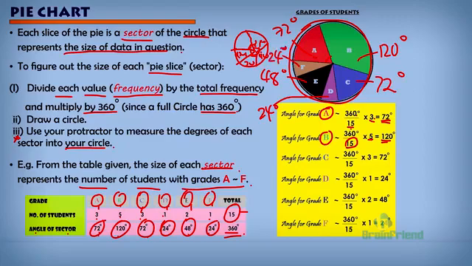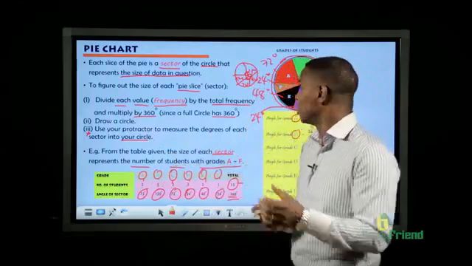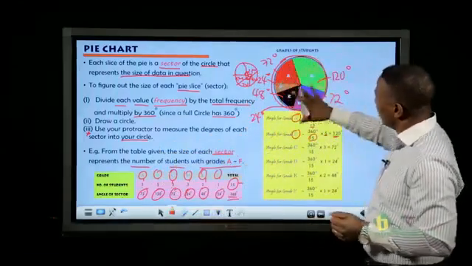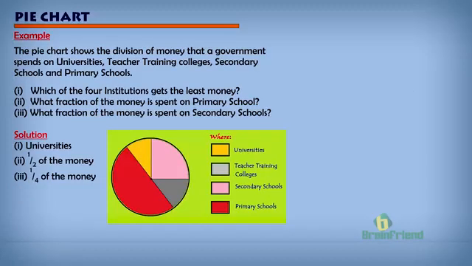On paper, you can make use of your protractor. Your protractor is a mathematical instrument that you use in drawing and measuring angles to get an exact pie chart. Let's take a look at an example. The pie chart shows the division of money that a government spends on universities, teacher training colleges, secondary schools, and primary schools. Now, which of the four institutions gets the least money?